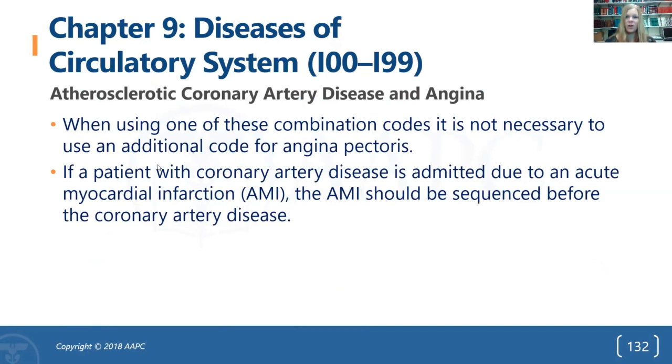There are combination codes for atherosclerotic coronary artery disease and angina. We do not need to use an additional code for angina pectoris when one of the combination codes can be used. If a patient with coronary artery disease is admitted due to an acute myocardial infarction, the myocardial infarction should be sequenced before the coronary artery disease. A causal relationship can be assumed when the patient has both atherosclerosis and angina pectoris, unless the documentation indicates the angina is due to something other than the atherosclerosis.